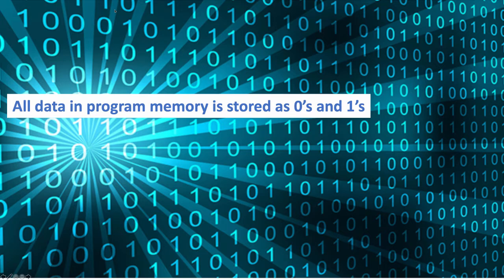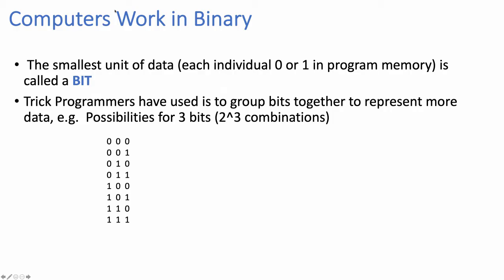Remember from the first presentation, all data in program memory is stored as either a 0 or a 1. So the smallest unit of data, each of those individual 0s and 1s in program memory, is actually called a bit. Now the trick programmers have used since programming began is to group bits together to represent more things, more data.